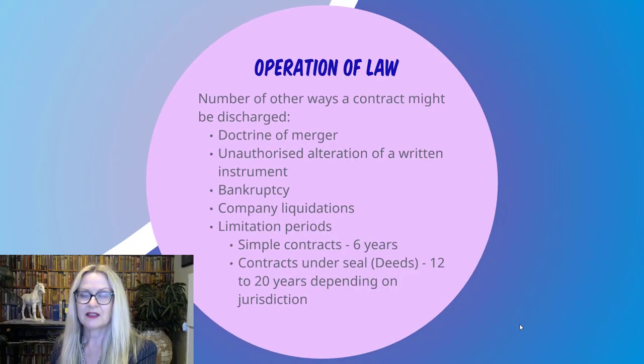There are a number of other ways that contracts might be discharged or limited by operation of law, and they are the doctrine of merger, or a naughty and unauthorised alteration of a written instrument. Bankruptcy, you'll learn more about that in both tax and company law. Company liquidations, you'll learn about that in company law, and limitation periods. If you don't get going on causes of action in contract, you may well find that your causes of action are limited by the Limitation of Actions Act, 6 years for simple contracts, and contracts under seal, 12 to 20 years, depending on the jurisdiction there. So, ragtag bunch of other ways. You can look at the text to flesh those out further.